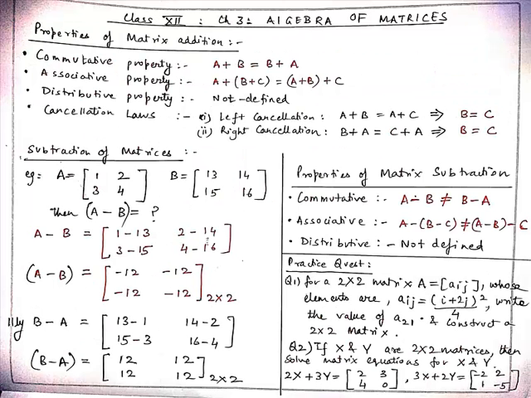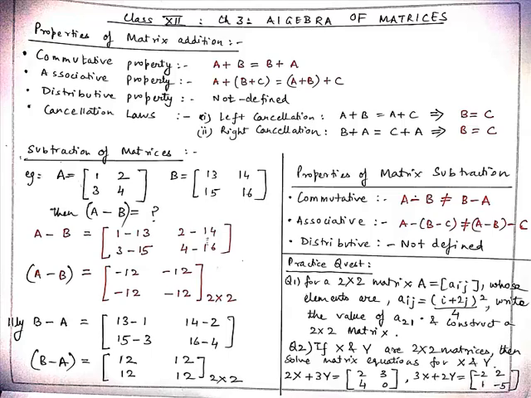And now students, we will study some properties of matrix addition. Our first property is commutative, in which A plus B is equal to B plus A. Our second property is the associative property, in which A plus bracket B plus C is equal to A plus B plus C. And our third property is the distributive property. We cannot apply the distributive property in matrix addition. Our fourth property is the law of cancellation. There are two cancellations, left cancellation and right cancellation.